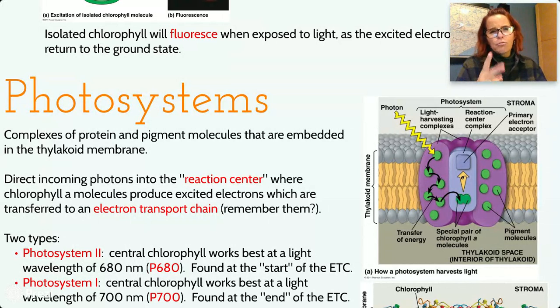There are two types of photosystems. They are numbered awkwardly because they are numbered in the order in which they were discovered, which was backwards from the order in which they are actually used in photosynthesis. So photosystem 2 is what's activated first. Its central chlorophyll works best at a light wavelength of 680 nanometers, so it's called P680, and it's found at the beginning of the electron transport chain. Photosystem 1 is activated second. That's annoying. Its central chlorophylls work best at the wavelength of 700 nanometers, which is P700, and it's found at the end of the electron transport chain. That'll make more sense to you in just a minute.